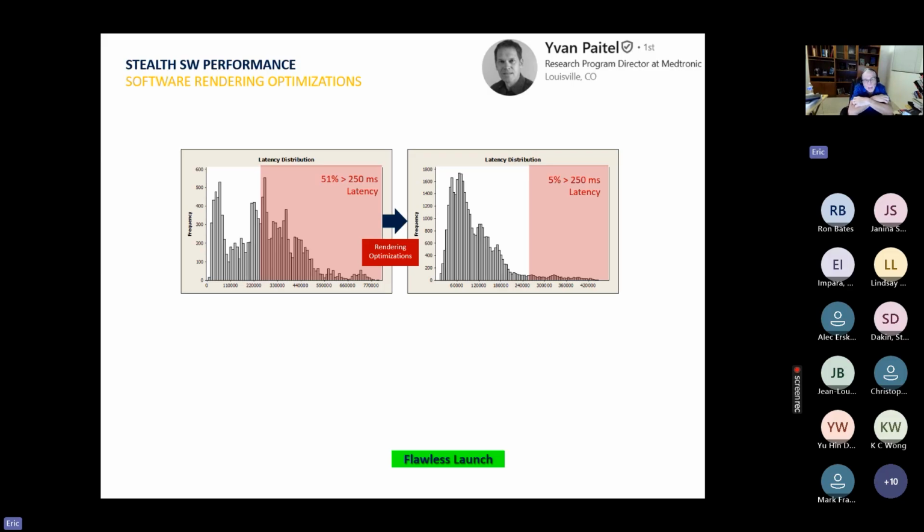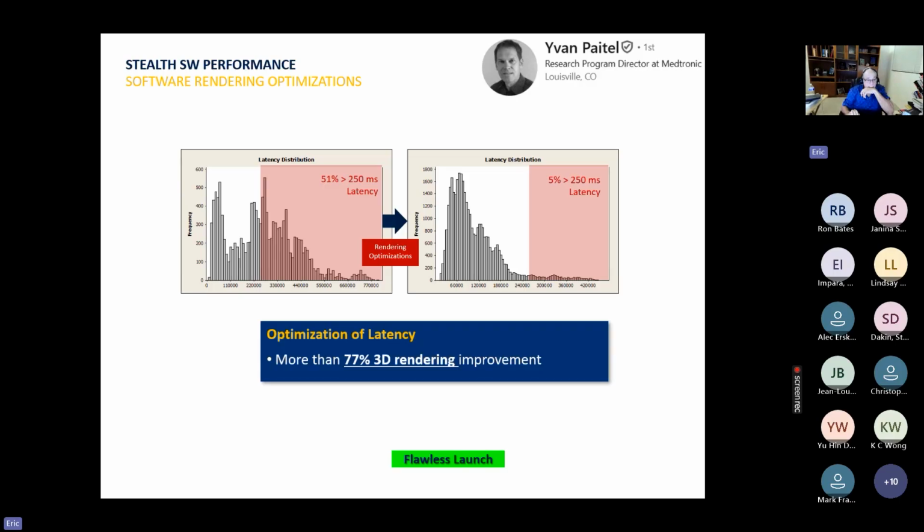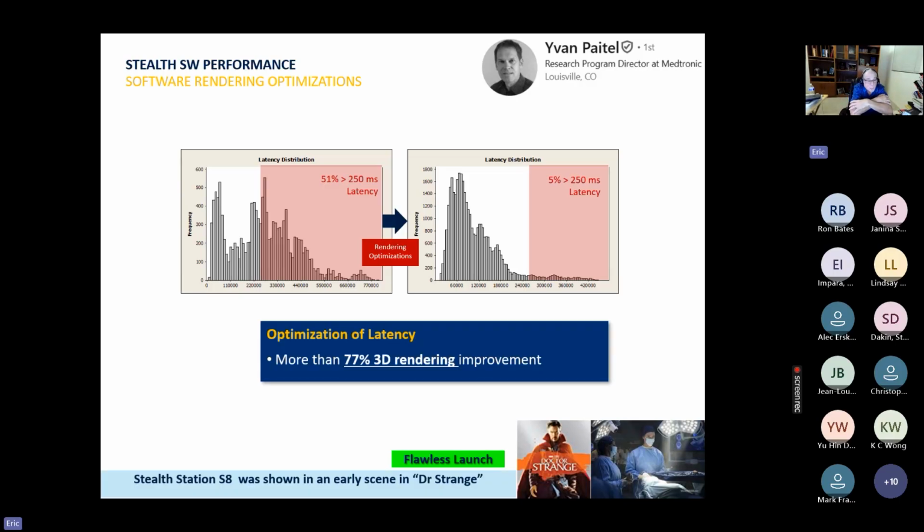Around the time we were getting ready to launch this product at Medtronic, Hollywood came a-calling. They were about ready to come out with a new Marvel movie, and the main character in this Marvel movie early on was a neurosurgeon, and then he has a car accident. After the car accident, he eventually becomes a superhero. And so early in the movie, Hollywood wanted Medtronic to offer some equipment that would be used in a scene early in the movie while he's still a neurosurgeon. And so they used StealthStation S8 in the movie Doctor Strange.